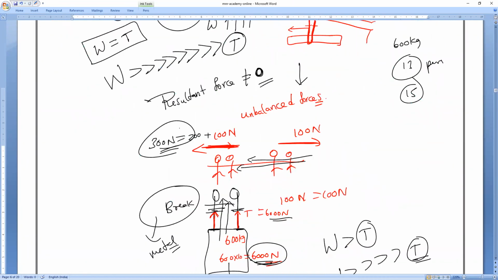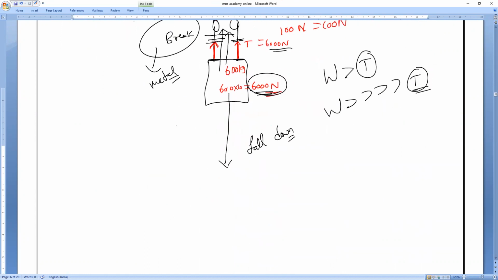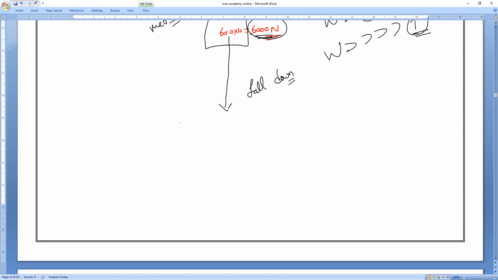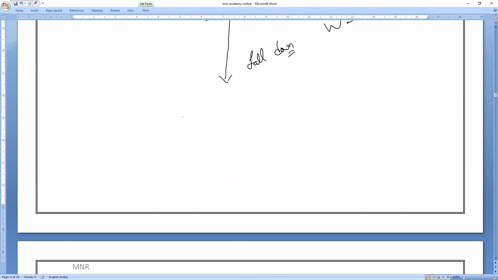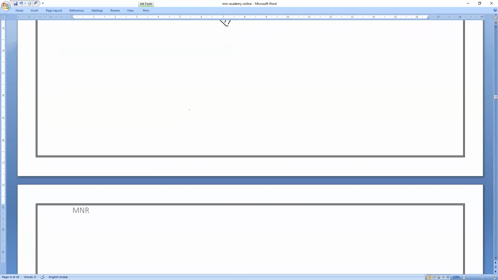Tomorrow we are going to study Newton's laws of motion. That is, the observation of Galileo. Before Newton described the motion, there was an experiment called Galileo's experiment. That experiment we will discuss in tomorrow's class. After that, we'll move into Newton's first law of motion.